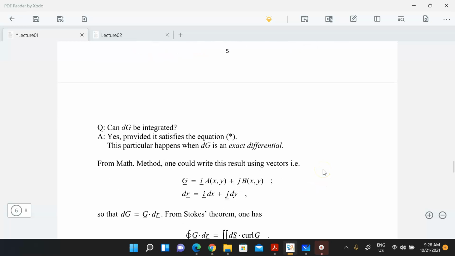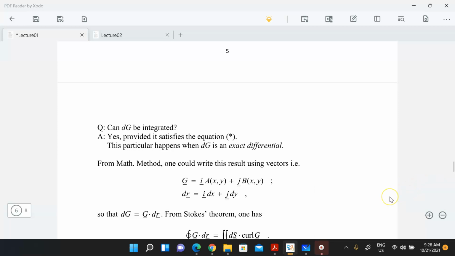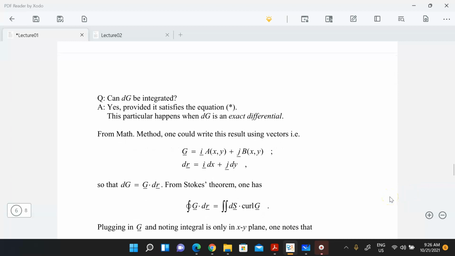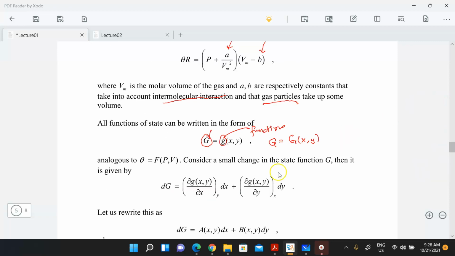So writing this as a differential, one may ask, can you find G itself? Meaning, if we take the G, let's go back. If you take the G here to be equal to that, how can we know whether we can actually find out what this capital G is? That means you actually integrate it. You integrate the G, you get capital G.